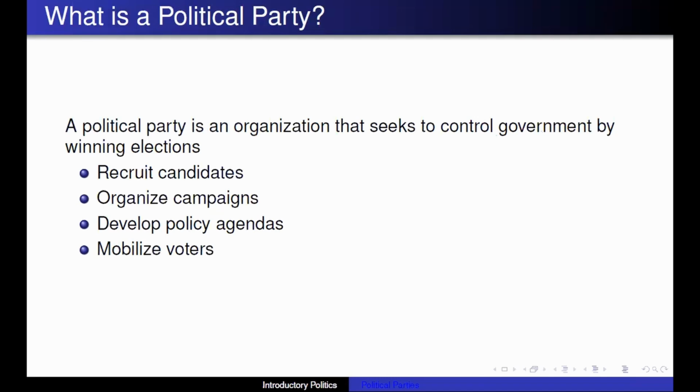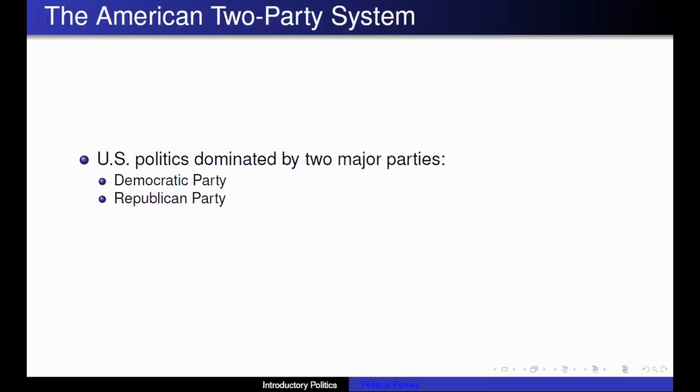Parties are used to recruit candidates, to organize political campaigns, to develop a policy agenda, and ultimately attempt to mobilize voters in order to get their candidates elected. Although the United States technically has many political parties, American politics has long been dominated by two major parties, the Democratic Party and the Republican Party. This two-party system is strongly reinforced by American electoral institutions, especially the fact that we have single-member districts and plurality elections, where the candidate with the most votes wins.